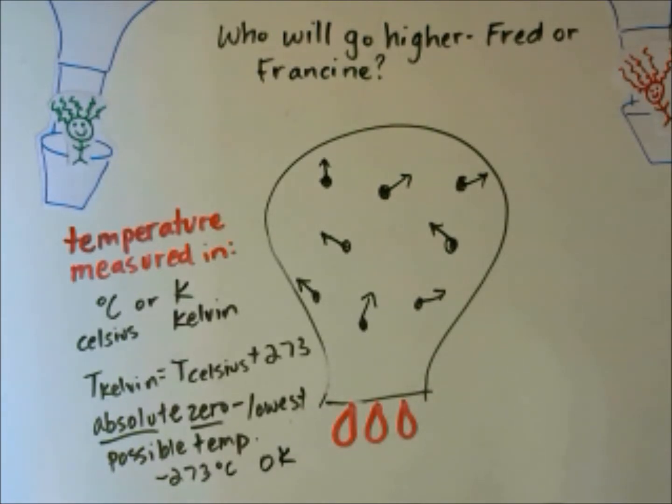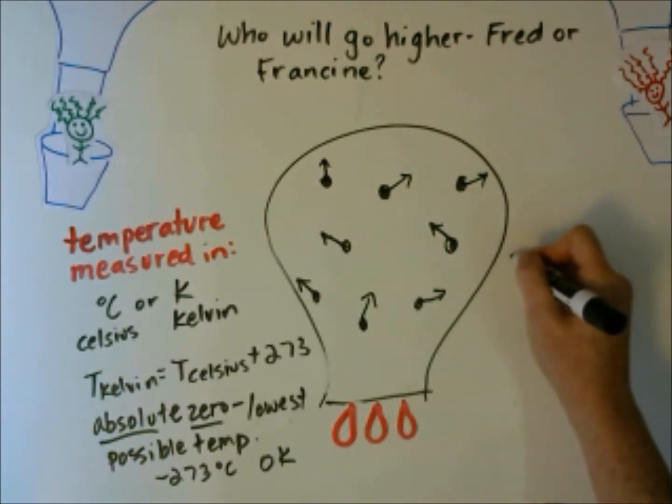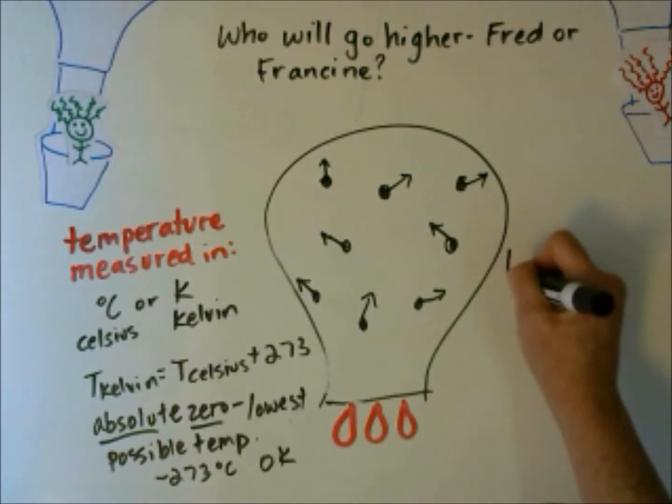The lowest possible temperature is absolute 0, and at that temperature everything stops moving. It's negative 273 degrees Celsius, or 0 Kelvin. Now we said that temperature was the average kinetic energy. So for a gas, we can also use this equation.